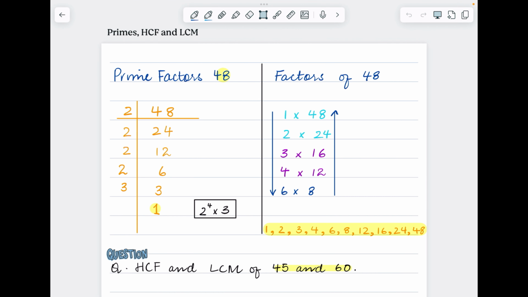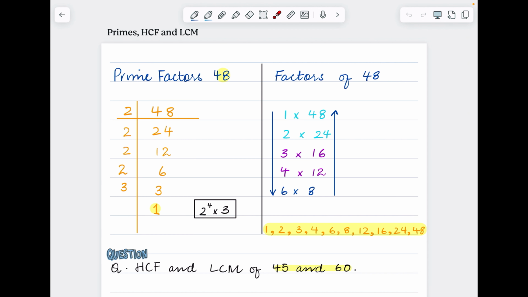Okay, so let's begin. Today we're going to be doing primes, HCF and LCM. Primes are basically prime factorization, but in prime factorization we have two sorts of things. We have prime factors, and the second thing we have is factors. Both of these are separate things and they're entirely separate concepts as well.